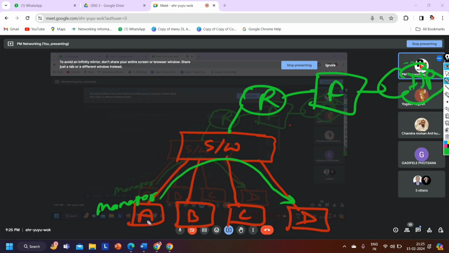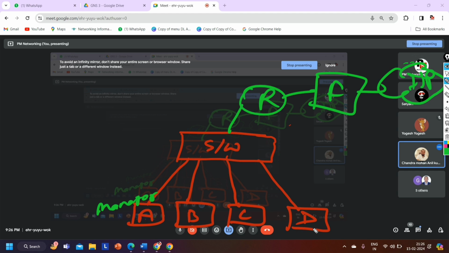So here how many senders are there? How many senders are there? One. How many receivers are there? One. So this type of communication is known as unicast. Unicast means one sender, one receiver. This way. Clear? Now this manager wants to send a message to person C and D that tomorrow is a holiday for you, right? So the manager has two options.